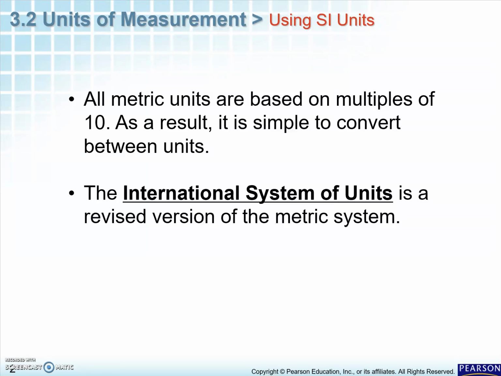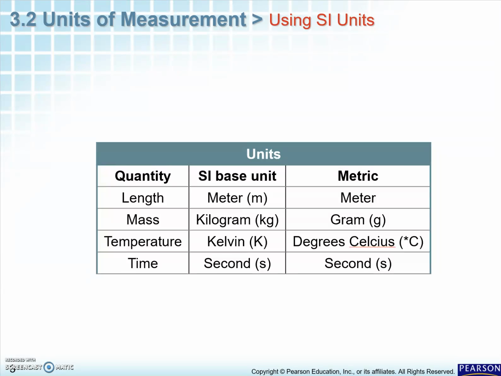between units. However, the science industry decided to come up with a revised version of the metric system known as the International System of Units. So for the most part, it's the same. Here you have a different type of quantity and your different SI, which are your international units, and your metric units. Now, for length, you have meter, and for metric, you have meter. So those are exactly the same.